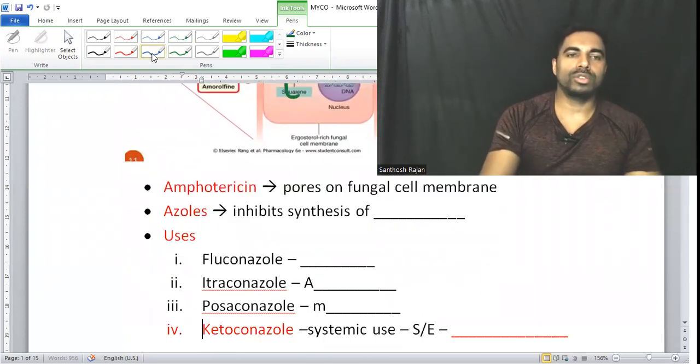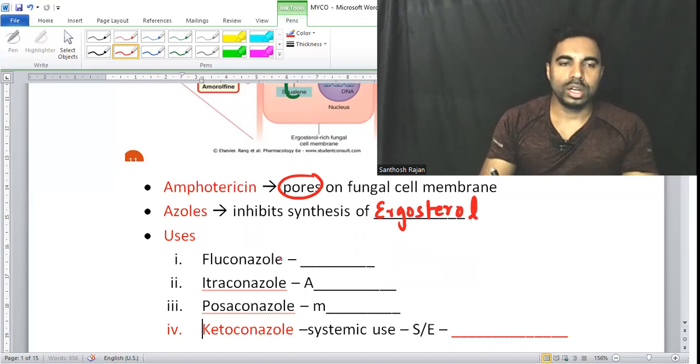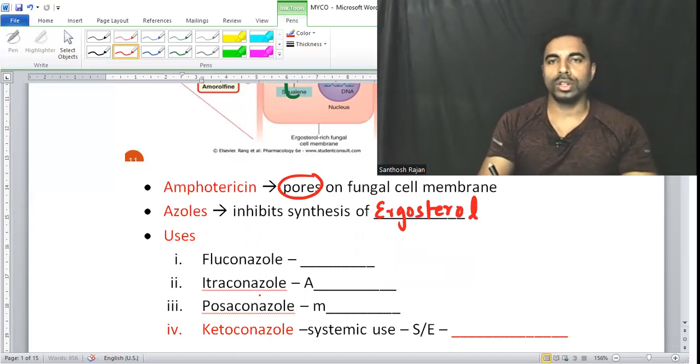As I told you, amphotericin forms a pore in the fungal membrane. Azoles inhibit the synthesis of ergosterol. Ergosterol is what I was repeating; it is very, very important here. Now let's see the uses. These are the azoles: fluconazole, itraconazole, posaconazole. Very popular drugs you must have heard of during the COVID season, especially posaconazole.